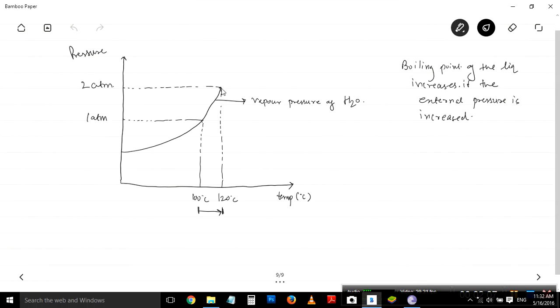Now as we mentioned earlier, the boiling point of the liquid is the temperature at which the vapor pressure of the liquid becomes equal to atmospheric pressure, or basically external pressure. So in this case, if the external pressure is 2 atmosphere, my vapor pressure has to be equal to 2 atmosphere, and that happens at a higher temperature than the normal boiling point of 100 degrees centigrade.